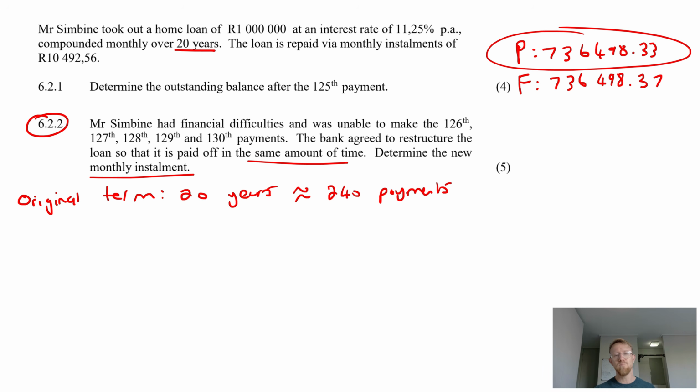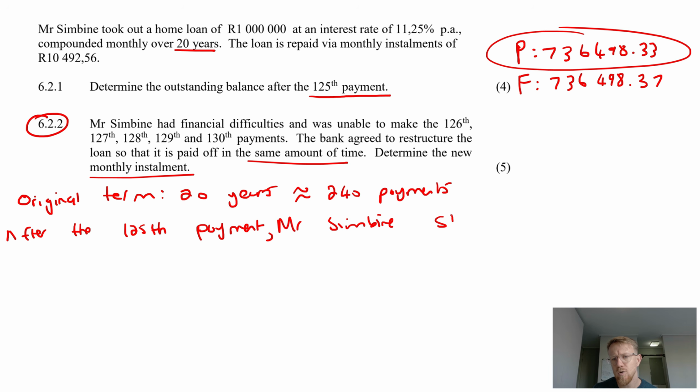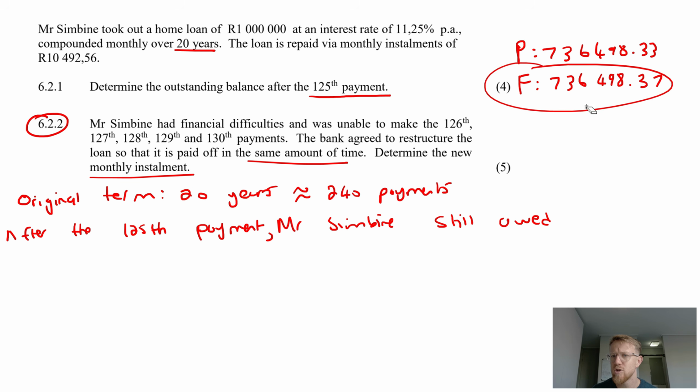Okay, so right, let's see how we now need to go work out what the new monthly installment is going to be. So what we need to understand was that after the 125th payment, everything was going good with Mr. Simbine. So after the 125th payment, Mr. Simbine still owed, what was the outstanding balance? This one. I'm just going to use this one. For those of you that did the future value method, you can use your value as well. The memos allow for both.